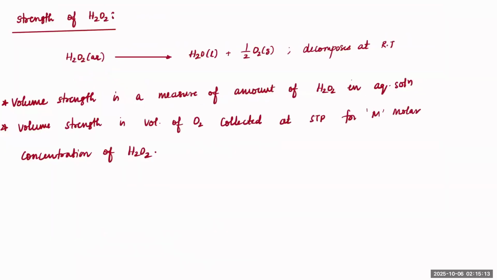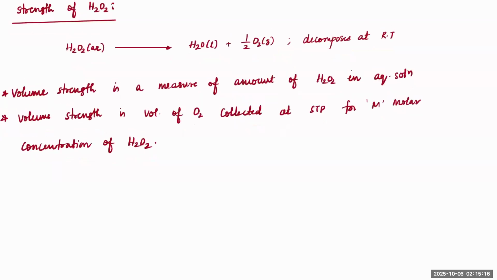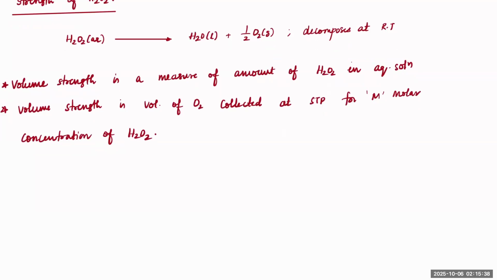See, check. What is strength of peroxide? H2O2 usually decomposes on its own to give H2O liquid plus half O2. But here it should be added to water. So that means whenever the pure solute peroxide is added to water, this is a reaction you can expect. Okay. Now, volume strength is a measure of how much peroxide is present in the aqueous solution. Volume strength is one way of measuring the purity of peroxide present in the aqueous solution.